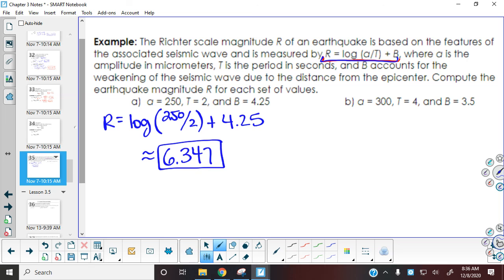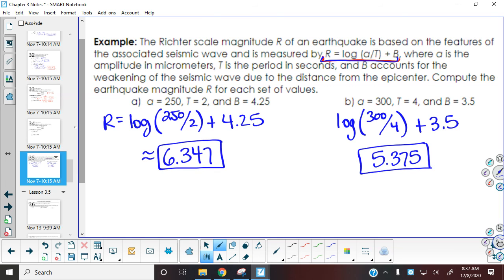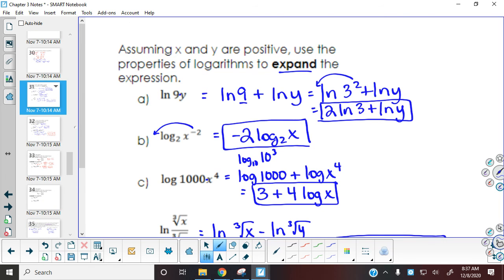Now, if we look at the second one, again, all we are doing is plugging in our information. So we've got log, our A is 300, our T, which is the period in seconds, is 4, and then your B, the distance away from the epicenter, is 3.5. Type that all in, and you get 5.375 for a magnitude there. So all this one is just reading your information and making sure that you substitute in where it is applicable.